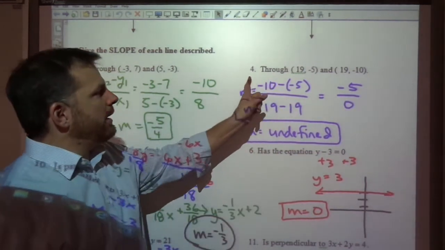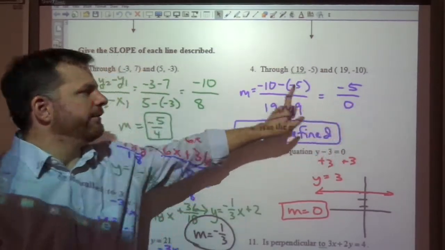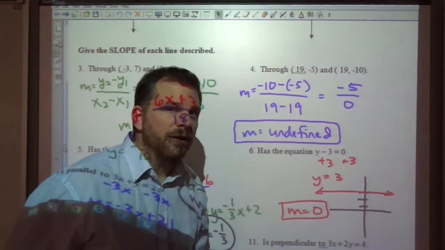This one, same thing. When you do it, make sure you're minus a negative. We change that to add the opposite. We get negative 5. But in the bottom, we get 0. And anything divided by 0 is always undefined.